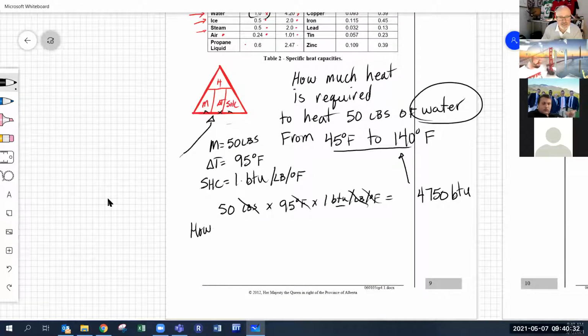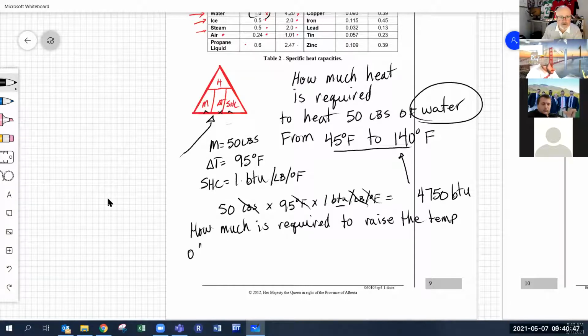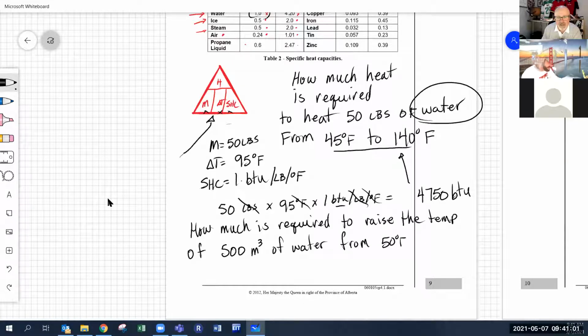Okay, how much heat is required to raise the temperature of 500 cubic meters of water? This is a swimming pool. From 50 degrees, oh no, Celsius, sorry, 50 degrees Celsius to 80 degrees Celsius. How much heat does it take?